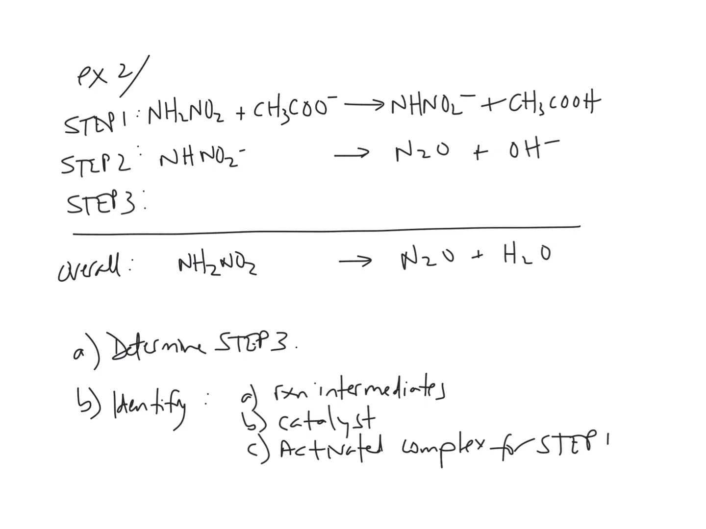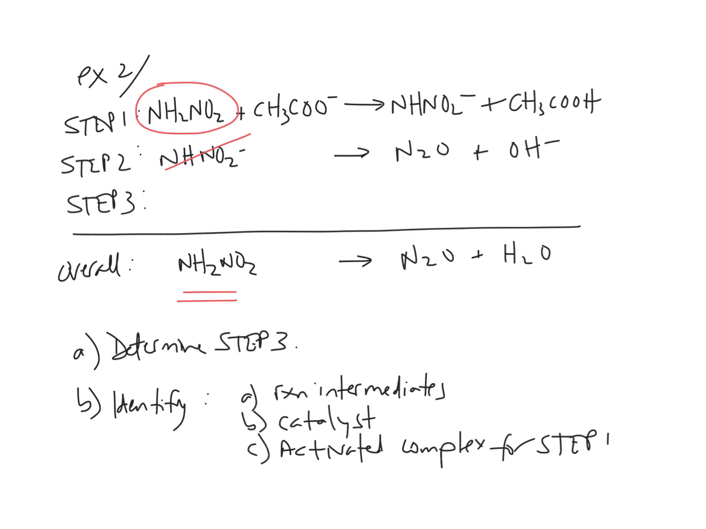So first off, can we determine step 3? A little bit of a different question this time. How do we figure out what should be in step 3 of the mechanism? Well, you look at what's in the overall. All we want remaining on the left-hand side in the reactants is this NH2NO2. So that's right there. So we want to make sure this stays there, but we have to make sure the other two cancel.